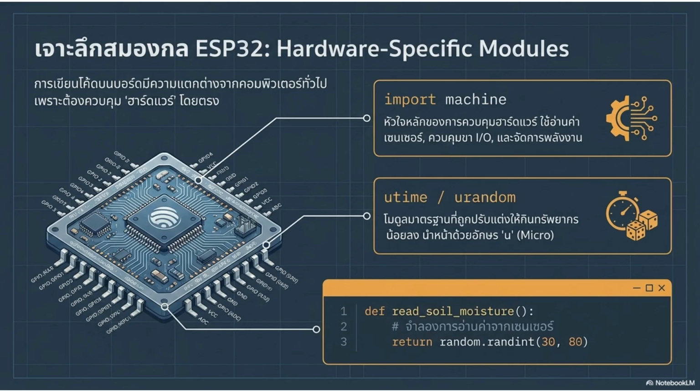Hardware-specific modules are crucial for ESP32. The machine module is the core for controlling hardware, I/O, and power. utime and urandom are MicroPython's resource-optimized versions of standard modules.